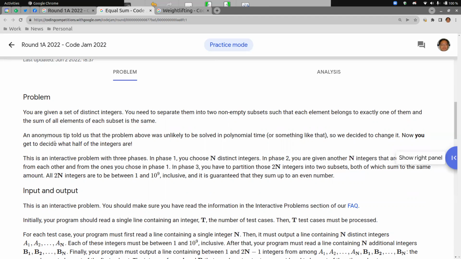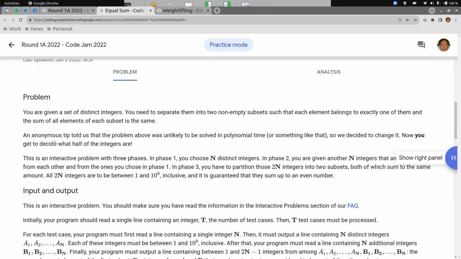Okay, so you have a bunch of integers. They're all distinct. You need to separate them into 2 non-empty subsets such that each element belongs to exactly one of them, and the sum of all the elements of each subset is the same. So I give you a bunch of distinct numbers. You have to separate them into 2 parts. They don't have to have the same number of numbers. Some can have maybe just a 1 and some have 5. But the important thing is that every number must appear in one set or the other, and the sum of each subset has to be the same.